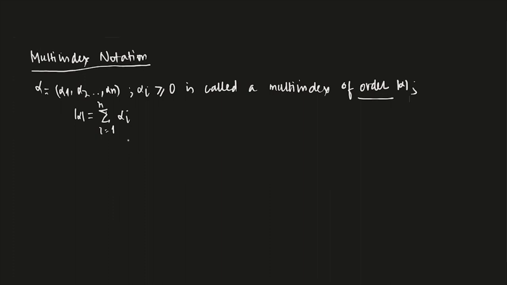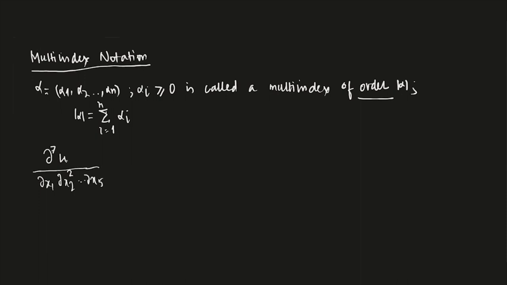Yes? Right. Now the question is, why do we suddenly introduce a notation like this? This is introduced because, let's say, I want to talk about something like del 7 of u over del x1, del x2 square, something like this, let's say of order 5.